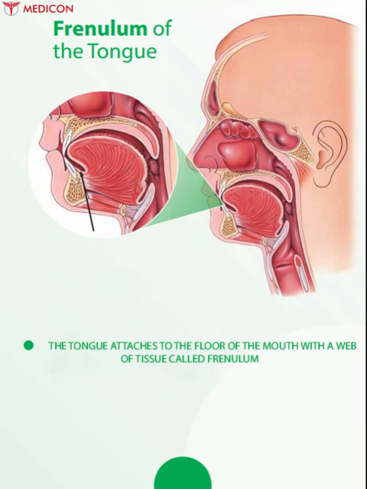Frenulum. The tongue attaches to the floor of the mouth with a web of tissues called the frenulum. This frenulum may be shortened or thickened, restricting movements of the tongue. It is an inborn variation in the structure.